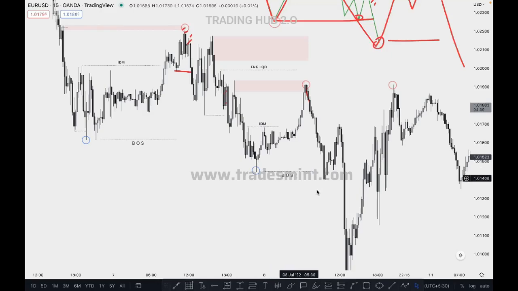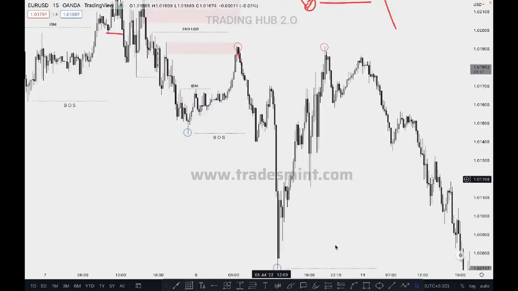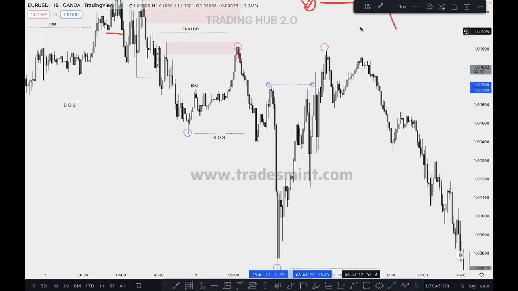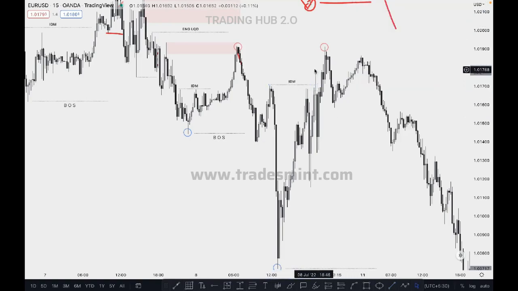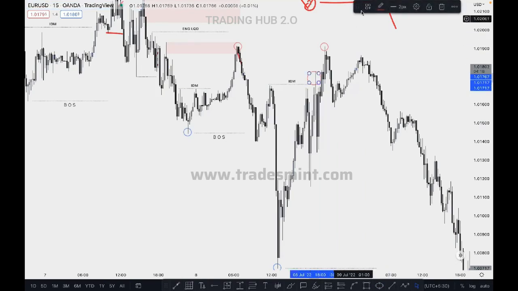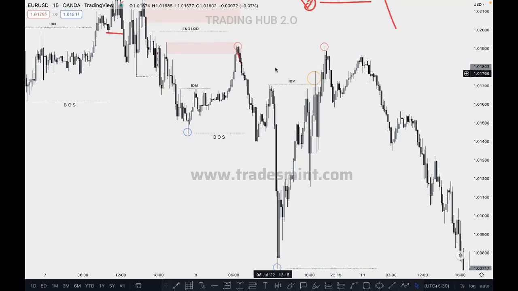Again the market breaks this structure. After this break, when can we sell? This is our first inducement, which is here, and after this inducement you can see the market sweep this high. So at this point you can switch into the M1 chart. Once the market sweeps the previous high or previous low, or taps on the demand and supply, then you can switch into the M1 chart.